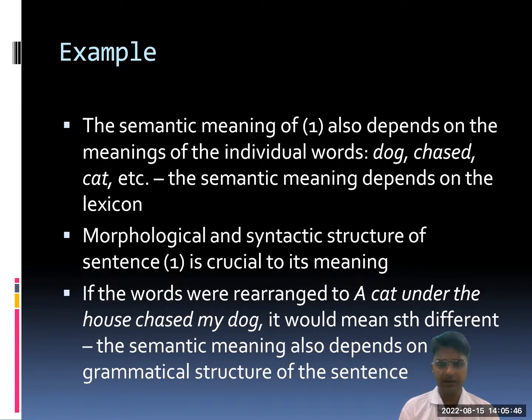The semantic meaning of sentence one also depends on the meanings of the individual words, like dog, chased, cat, because these words are also supportive to the meaning of the particular sentence. Semantic meaning depends on the lexicon. Lexicon means word, that is the literal meaning of that particular word.